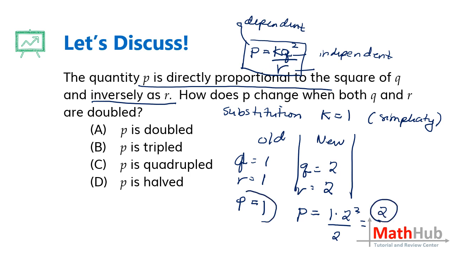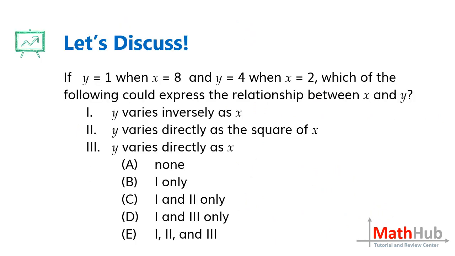So what happened? From P equals 1, it became P equals 2. So therefore, P will also be doubled. The answer is letter A. Next, let's look at this one. We have, if y equals 1 when x equals 8 and y equals 4 when x equals 2, which of the following could express the relationship between x and y?